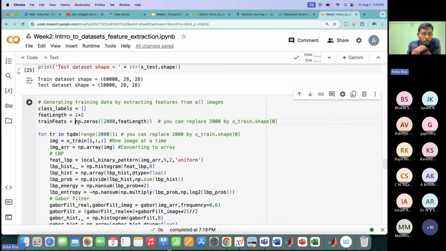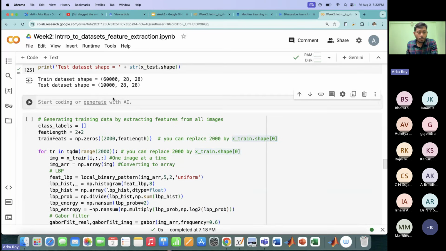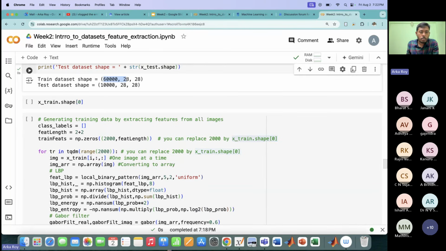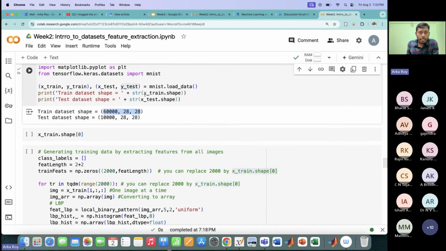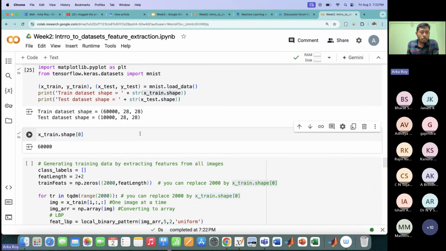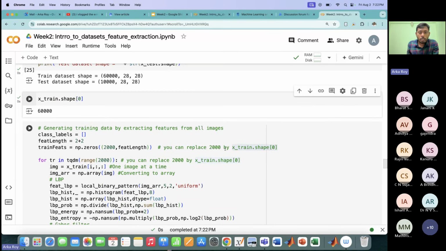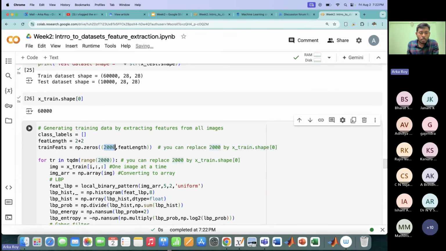So you can see that for train features, initially I'm declaring an all zero matrix of shape 2000 cross feature length, that means 2000 cross 4. However, you can replace 2000 by xtrain.shape[0]. This xtrain.shape is basically 60,000 cross 28 cross 28. If you take the 0th element, it will give you 60,000. If I run it here, it would be 60,000. And if you put xtrain.shape[0] in place of 2000, the shape of the features will be 60,000 cross 4.